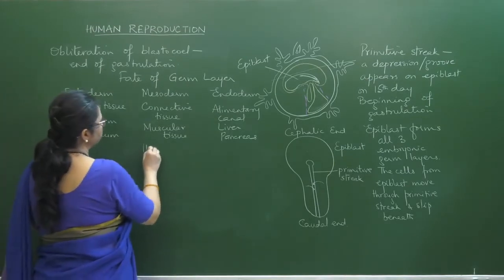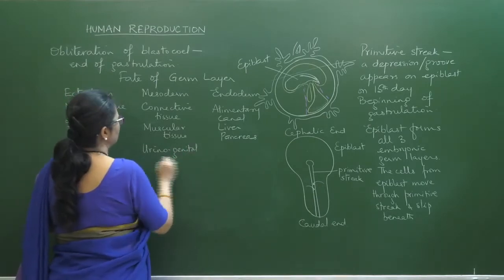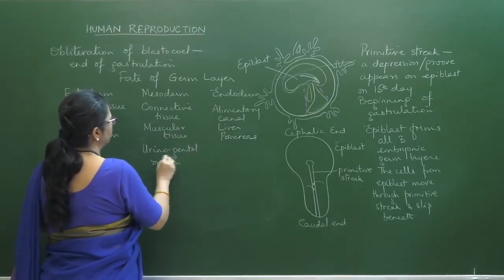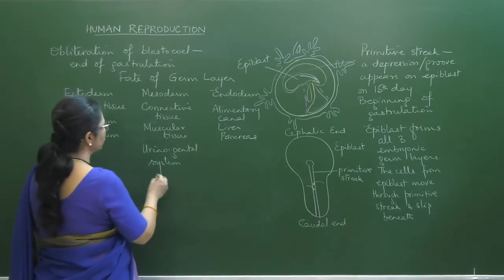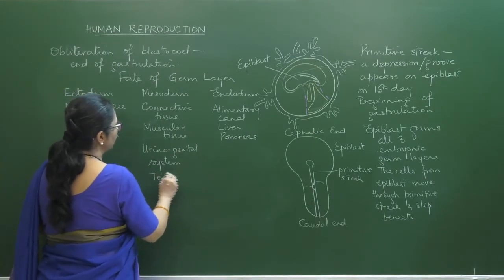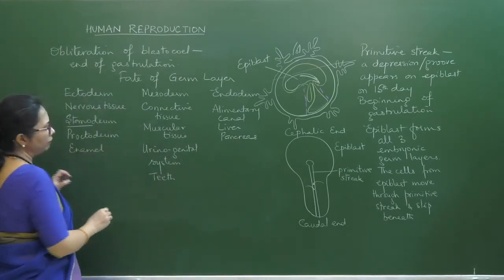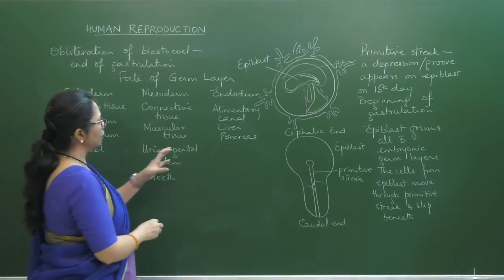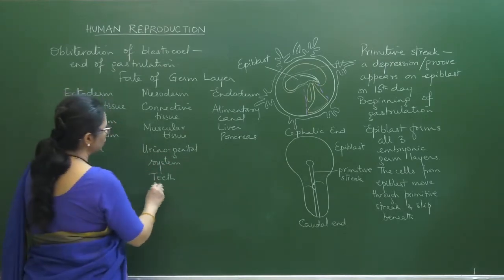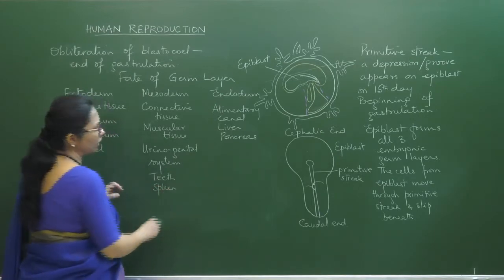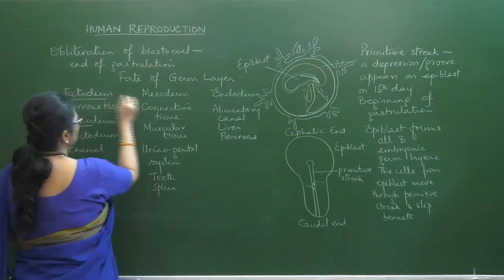The urinogenital system, so kidneys, gonads, all come from the mesoderm. Teeth, you see, are more or less mesodermal except for the enamel. Enamel you can keep here. Another one is the spleen. Usually we do not mention it with any other organ, but we can mention it here. Spleen comes from the mesoderm. So these are some of the important ones.